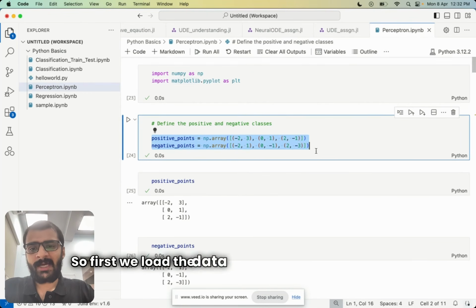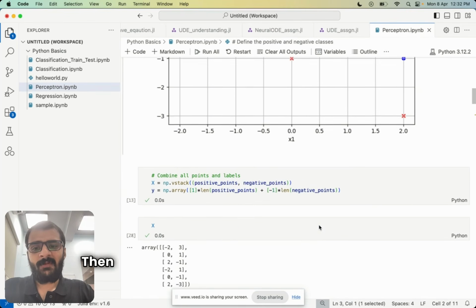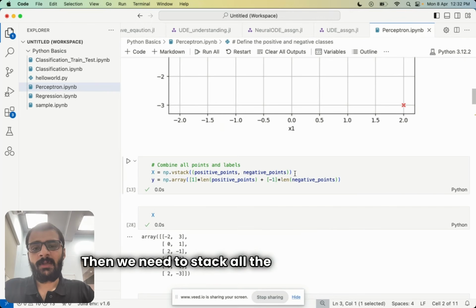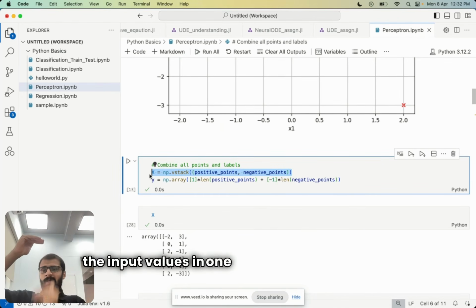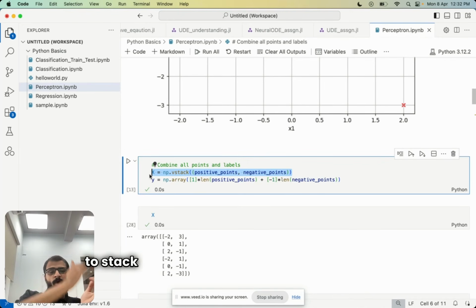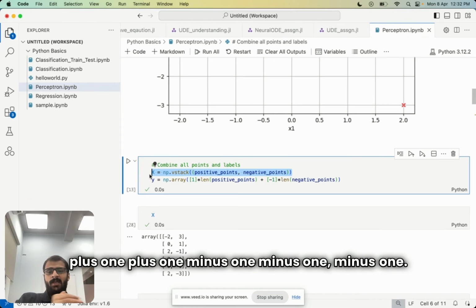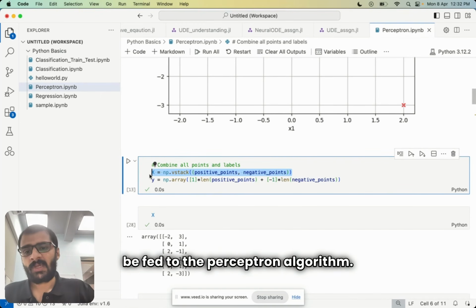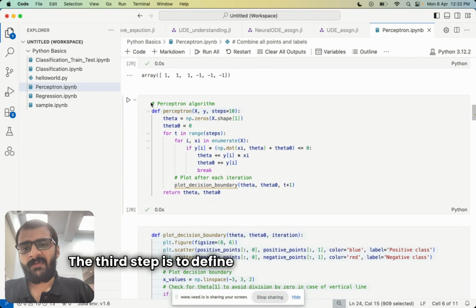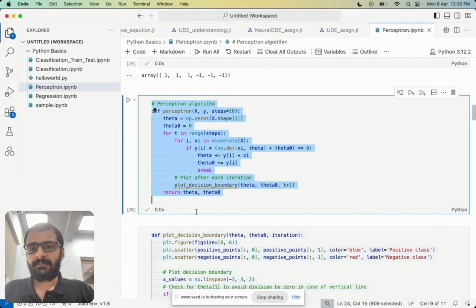So first we load the data points and visualize them. Then we need to stack all the training points, all the input values in one long array, and we need to stack all the output values, which is plus 1, plus 1, plus 1, minus 1, minus 1, minus 1. Then this input and output will be fed to the perceptron algorithm. The third step is to define the perceptron algorithm.